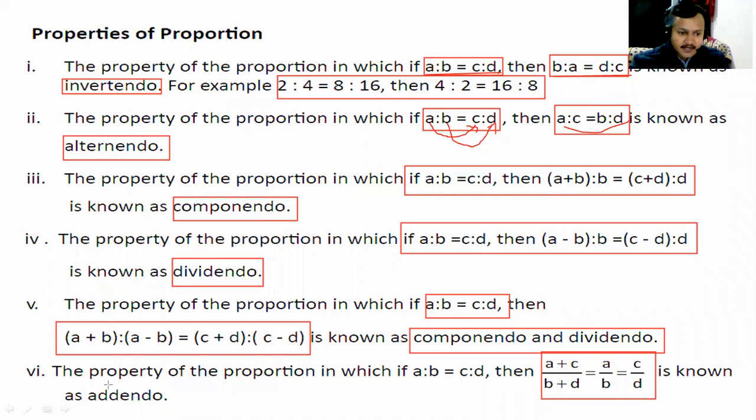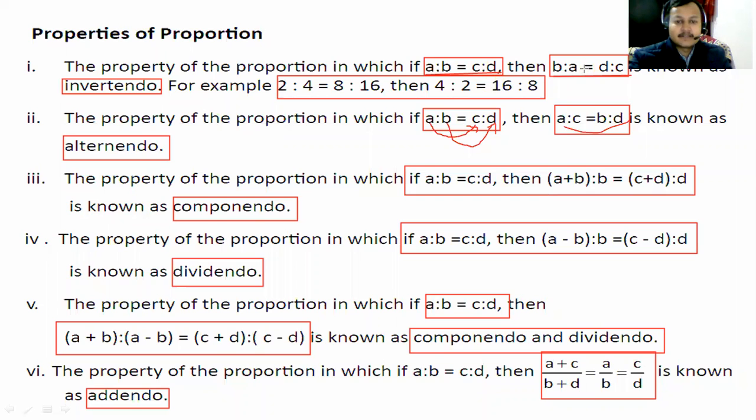This is called addendo. So if you want to use these properties in exercises, you may read and remember these. Otherwise, we'll do the exercise by using a different method. We will not use these properties. Because if it is possible to do all questions without knowing these all 6 properties, why remember these? Isn't it?